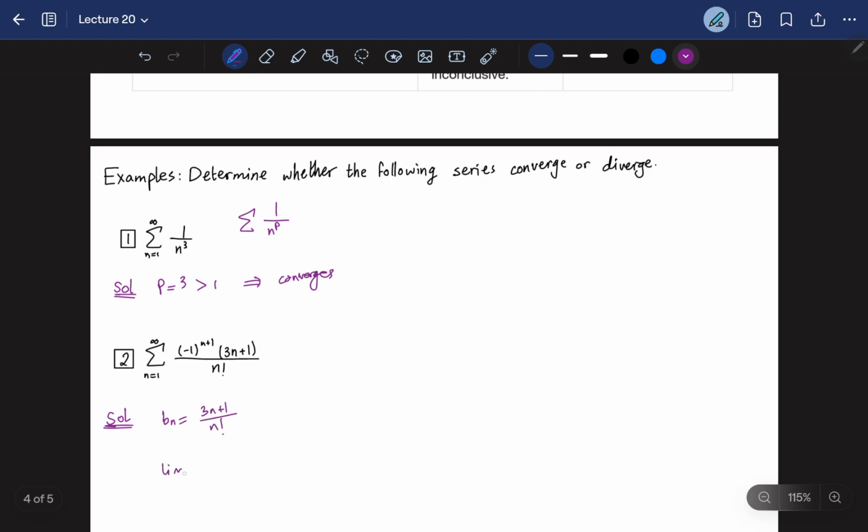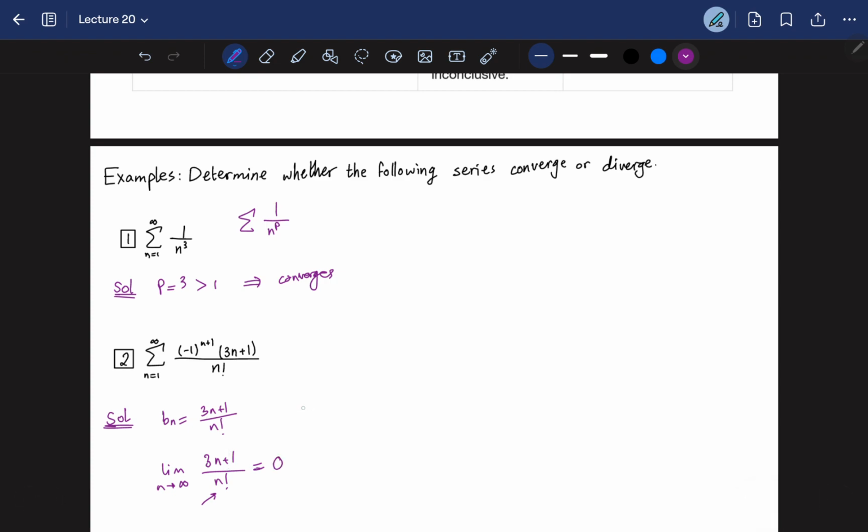If you take the limit, now here you can use either L'Hopital's or think about, oh, the degree of the denominator must be bigger. Here it's bigger than the numerator, so this goes to 0 for sure.